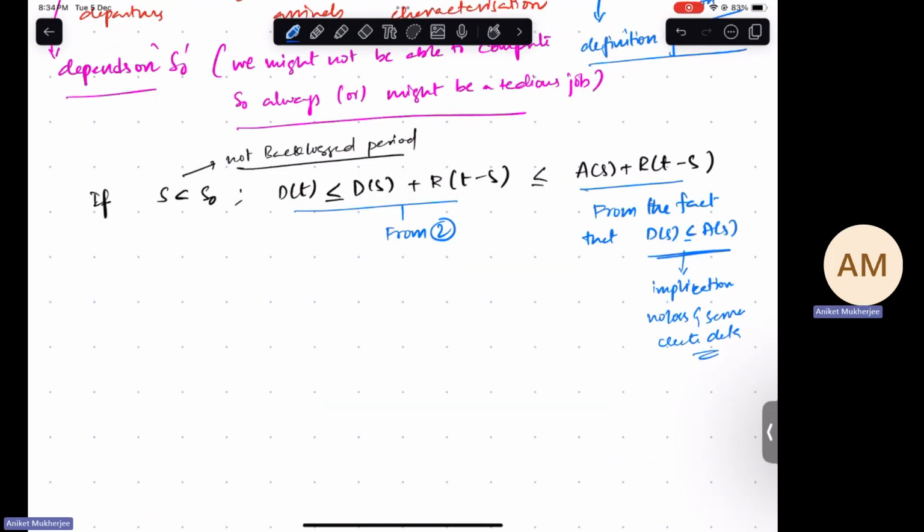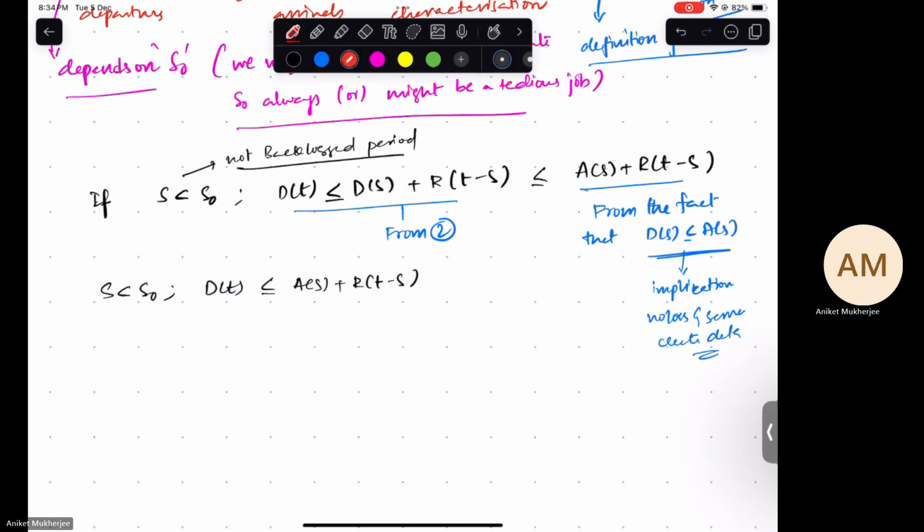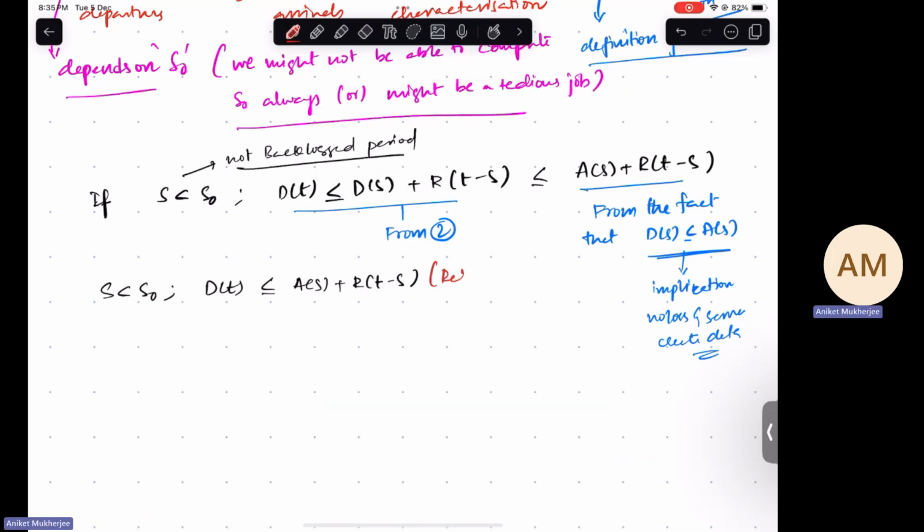Okay, so what you have from all of this is, for s less than s naught, you have d(t) less than or equal to A(s) plus r into (t minus s), right? And you will retain equality when s is equal to s0.